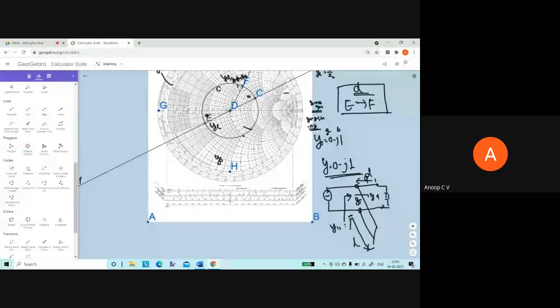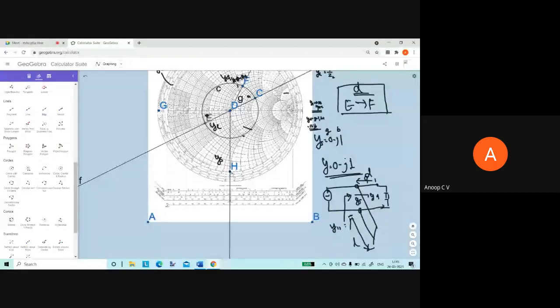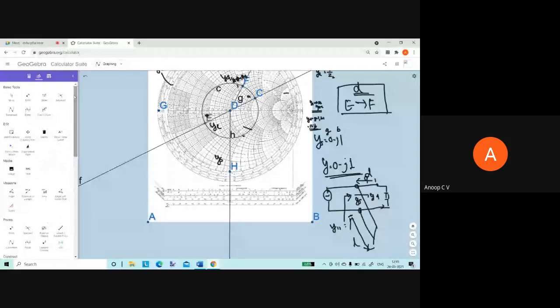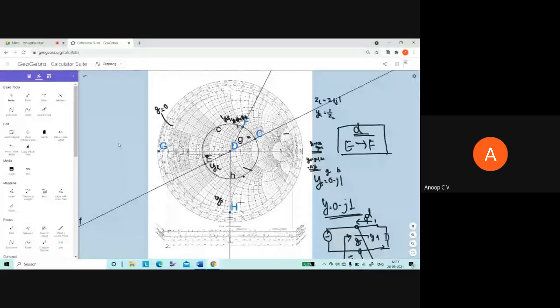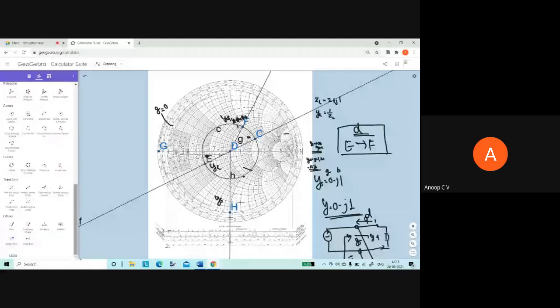That is already marked, right? Also, I should mark distance from D to H. So these lines I have marked. Now what we have is, I'll repeat, I'll mark here what is D and what is F. D is nothing but the distance from point E to point F. This is our D.